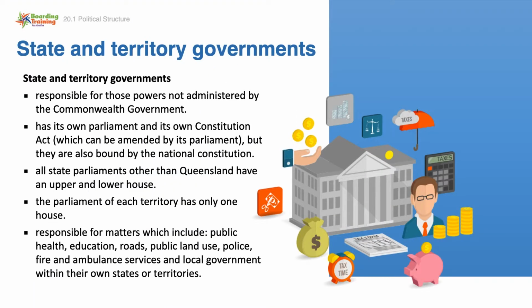State and territory governments are responsible for those powers not administered by the Commonwealth. They have their own parliaments and constitutions, and they are bound by the national constitution. All state parliaments other than Queensland have an upper and lower house. The parliament of each territory has only one house. So the territory and Queensland just have one house.